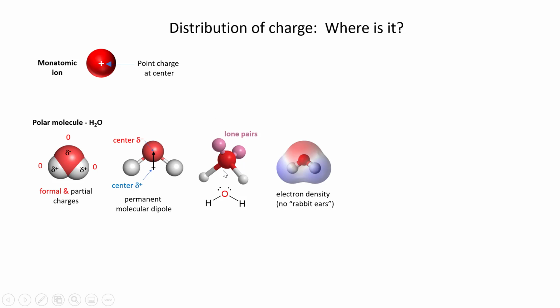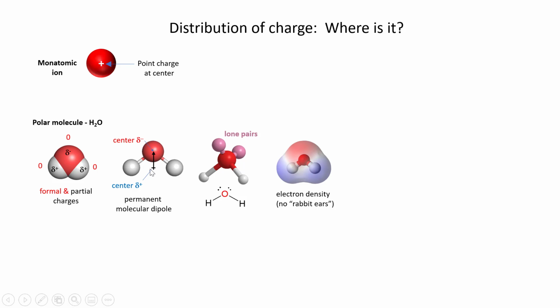Water is shown in 5 different renderings: spacefill, ball and stick, Lewis structure with lone pairs, a ball and stick with lone pairs, and the electron density surface. Now we know that the oxygen-hydrogen bond is polar covalent, leaving oxygen slightly negative and each of the hydrogens slightly positive. However, the formal charge on each of these atoms is 0. But we have to consider the geometry of the molecule and think about the spatial distribution of partial charges.